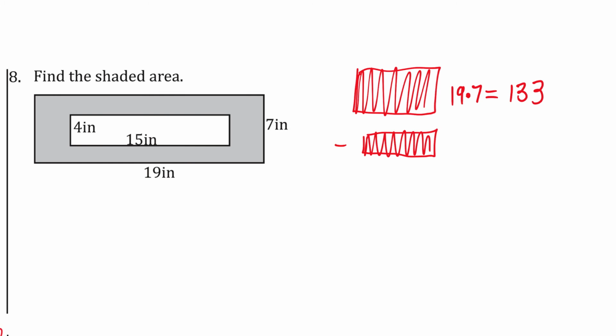And then how am I going to find the area of the smaller rectangle? 15 times 4, which is 60. And so I'm subtracting the area of that smaller one off of the bigger one. So 133 minus 60. And it's going to leave what? 73.